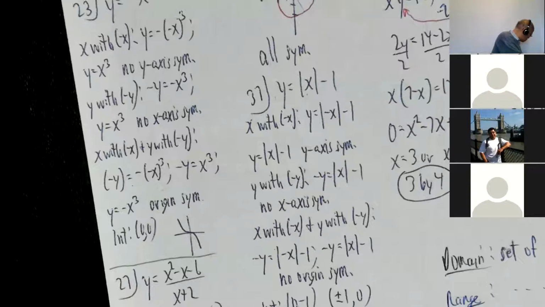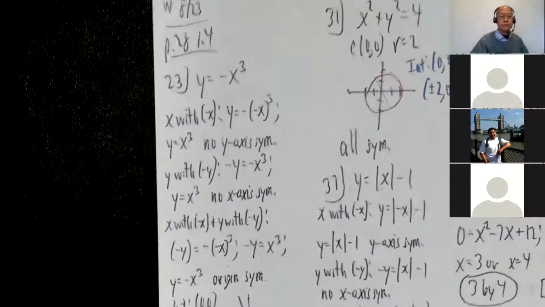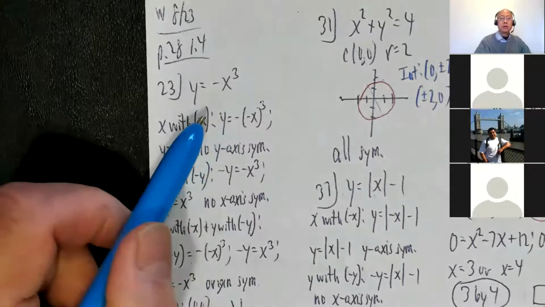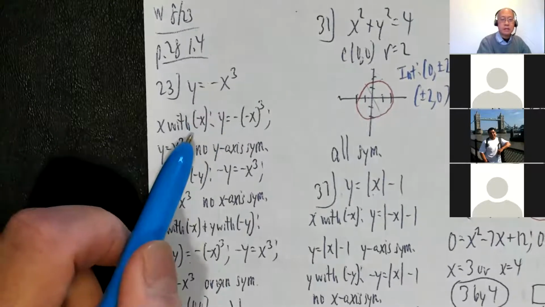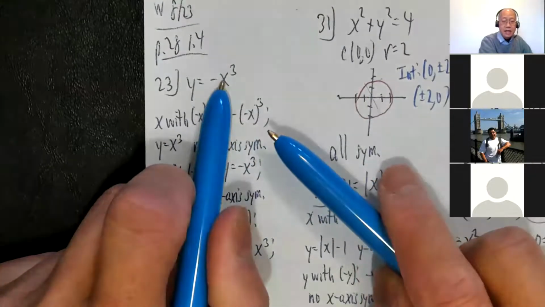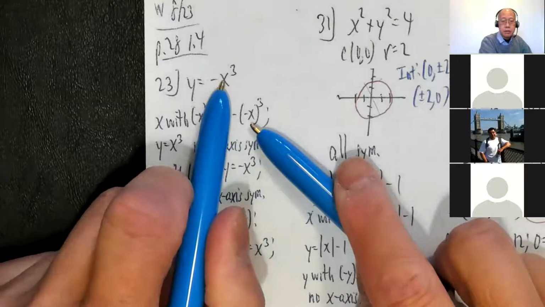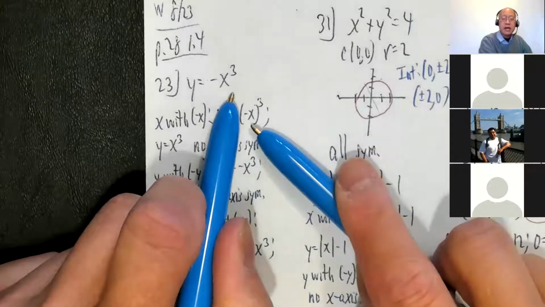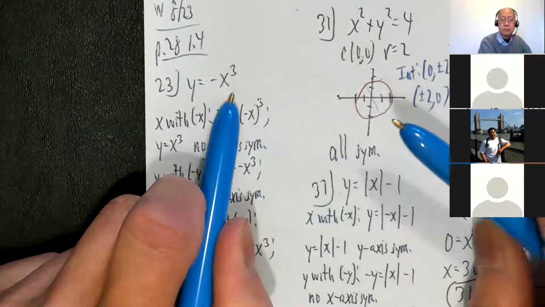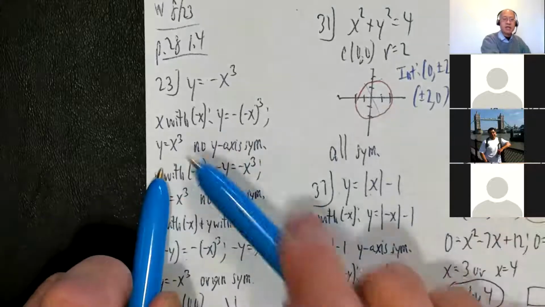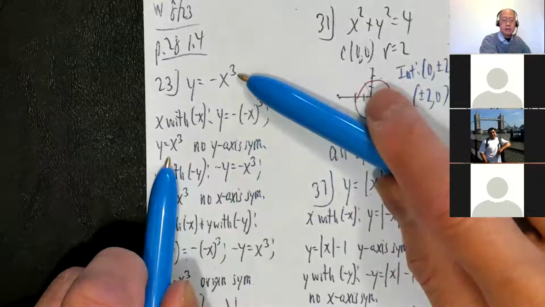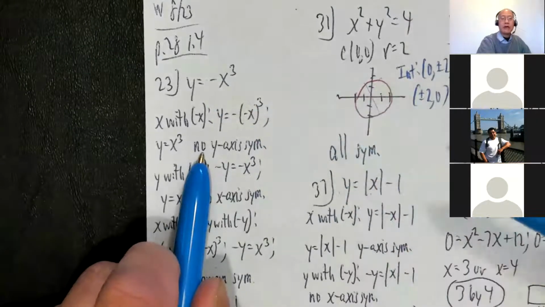And I want to show you 23, please. Y equals negative x cubed. So replace x with negative x. So right here, change it to parentheses, negative x. So that gets changed to that. So negative x cubed, negative x times negative x times negative x is negative x cubed. But now the negative in front of that makes it just x cubed. All right, so y equals x cubed. Is that equivalent to this? No, it isn't. So I do not have y-axis symmetry.